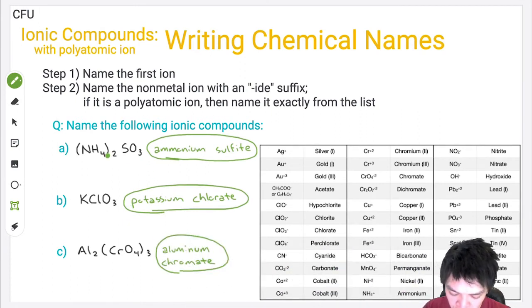Now for the first one, we have an ammonium ion and a sulfite ion. Please be very careful. The one called sulfate is SO4. It's very close to SO3, but SO3 is sulfite. For the next one, we have a potassium ion with a chlorate ion. Be careful with the chlorate ion because there are a bunch of other ones that look like it, but the one with 3 oxygens, ClO3, is chlorate. And the last one we have an aluminum ion with a chromate ion.